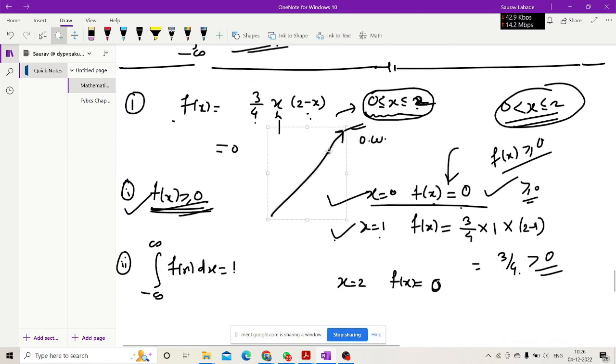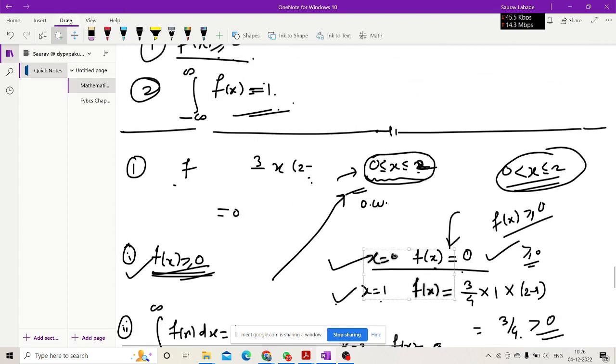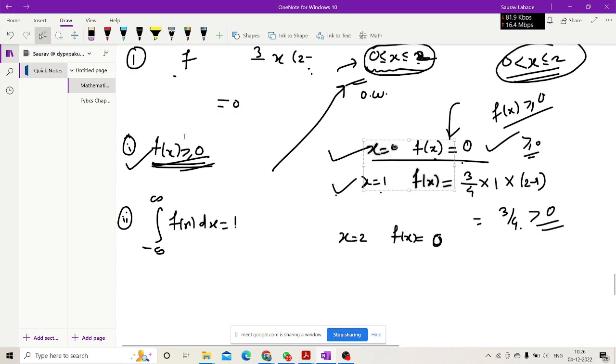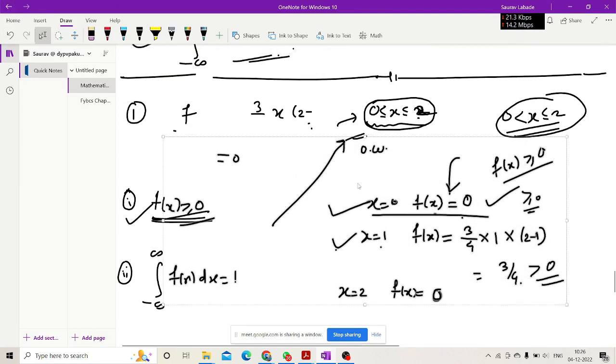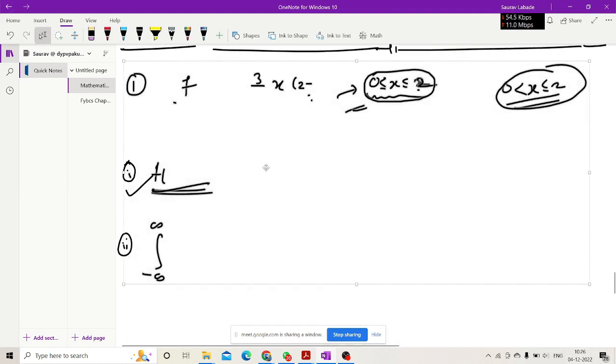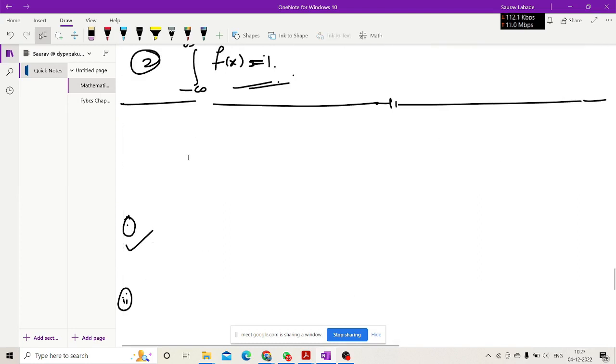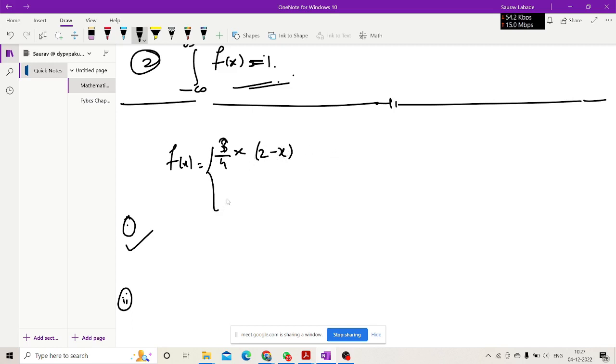Just wait. Okay, so the question was, we have to just check whether it is a PDF or not. Okay, and what is the function? It is 3 by 4x into 2 minus x, right? We had put x minus 2, and that is the reason it was wrong. Okay, 0 less than or equal to x less than or equal to 2, otherwise 0.